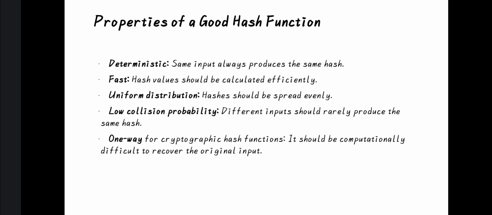Next, low collision probability. Collision means the same hash value for different inputs. A good hash function has a low collision probability, and this is especially important for cryptographic hash functions.